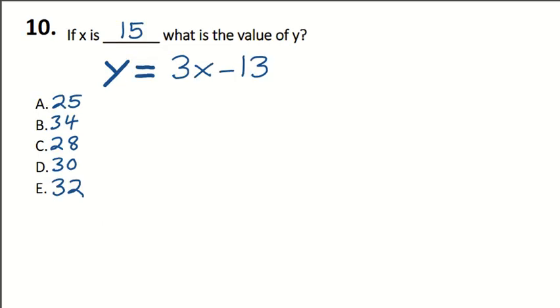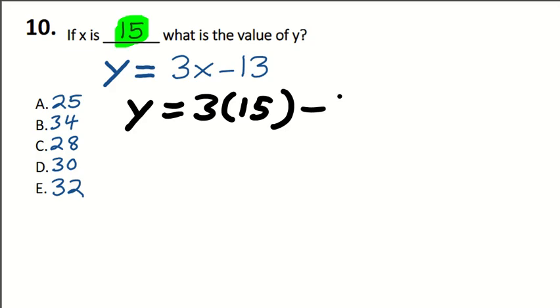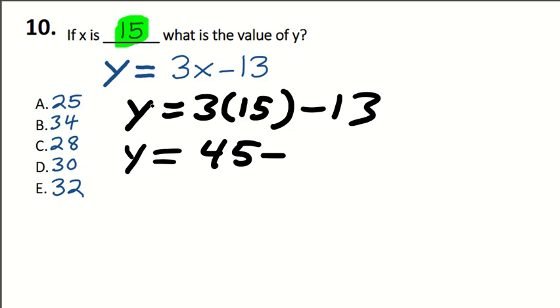And finally, we come to our last example. What if the value of x is 15? Well, in this particular equation, let's plug it in. Y equals whatever 3 times 15 decreased by 13 is. And I know that 3 times 15 is 45, which leaves me 45 minus 13, and I know that 45 minus 13 is 32. Y equals 32.